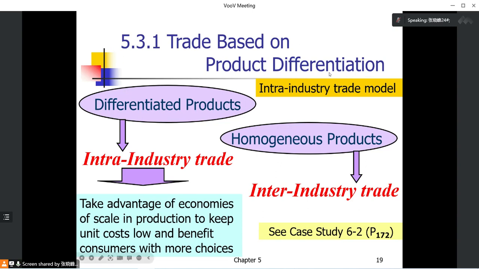The inter-industry trade means trade in homogeneous products. Just because of the existence of the homogeneous products, there comes the inter-industry trade.